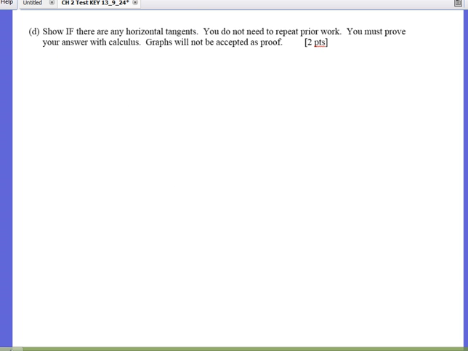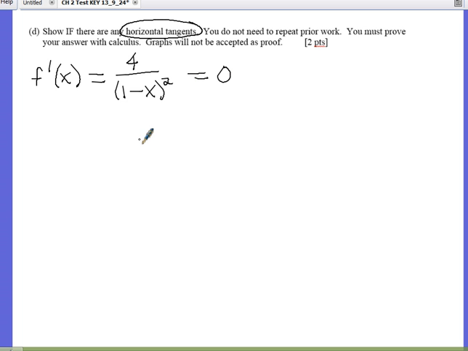Alright, so, are there any horizontal tangents? I see the words horizontal tangent, so in my mind I'm thinking we have horizontal tangents when the slope of the tangent line, which was 4 over 1 minus x squared, so the derivative, is equal to 0. So I'm going to move the denominator to the right side by multiplying by it, and 0 multiplied by anything gives you 0. That's a false statement, so no. No horizontal tangents anywhere on the graph.